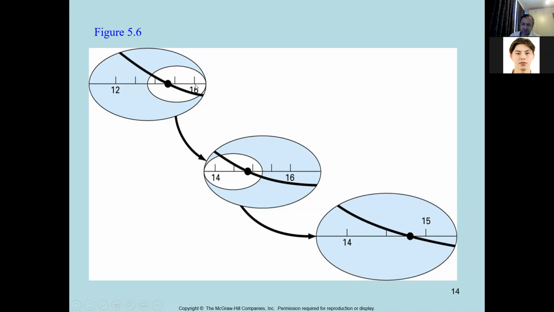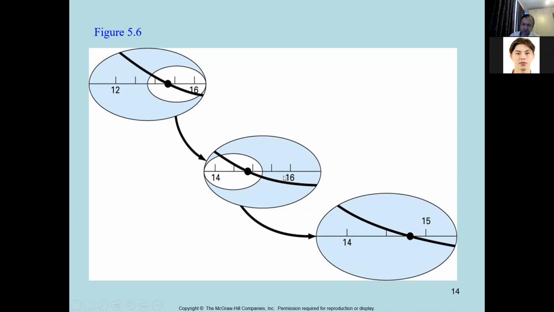So we will bisect 12 and 16. The bisection point is 14, since 12 plus 16 over 2 is 14, and 14 is here. So 14 is towards the left of the intersection point. That means the next approximation will lie between 14 and 16.